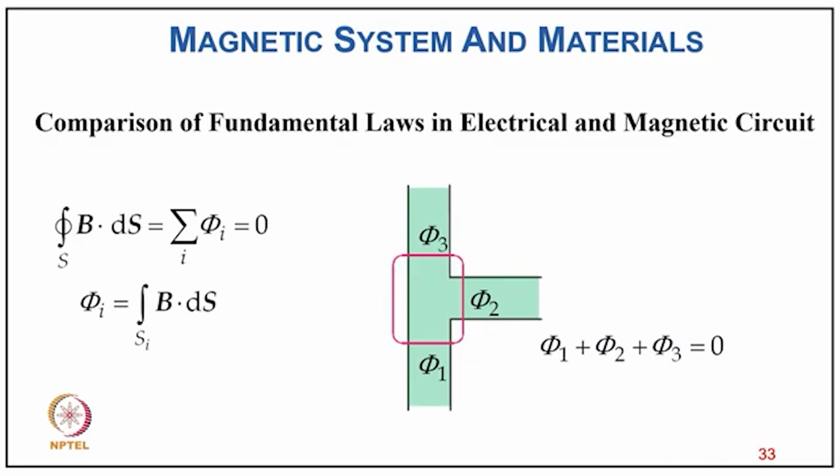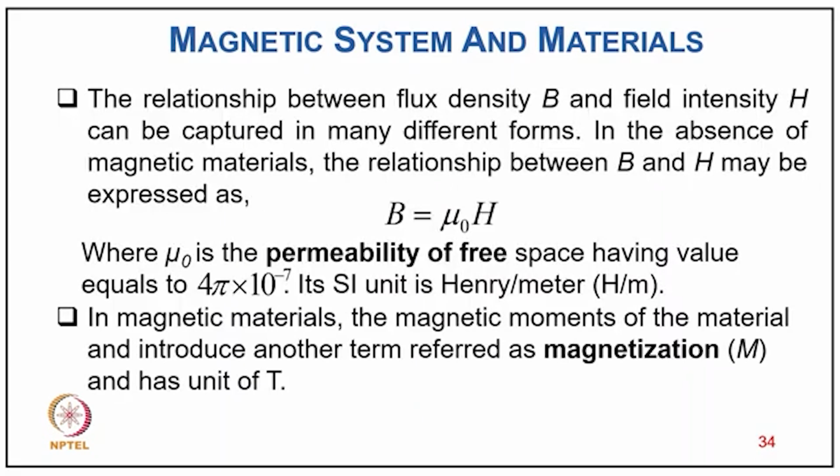Then, of course, we can call it a comparison of the fundamental laws of electrical and magnetic circuits. Here we have the integral of flux density over the surface area, which gives the total flux. Also, the sum of the total flux around the node is 0, so phi1 plus phi2 plus phi3 at a node is equal to 0. So it is just like Kirchhoff's current law. Similarly, in a magnetic circuit we apply the equivalent, Kirchhoff's law of the flux.